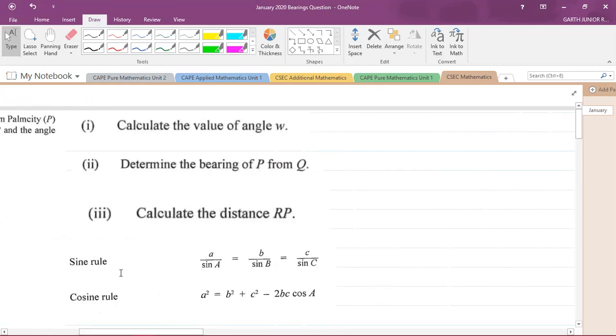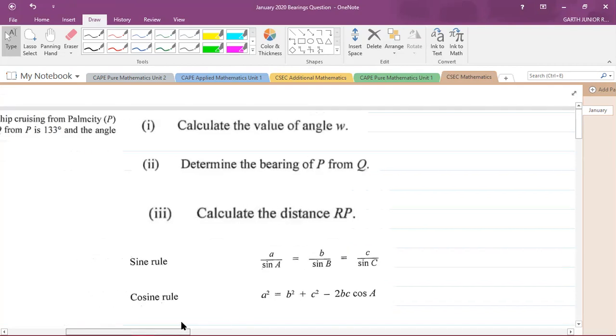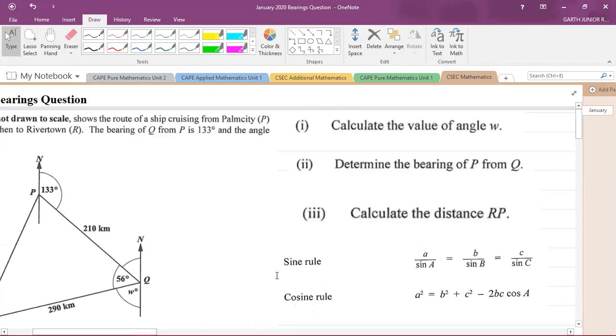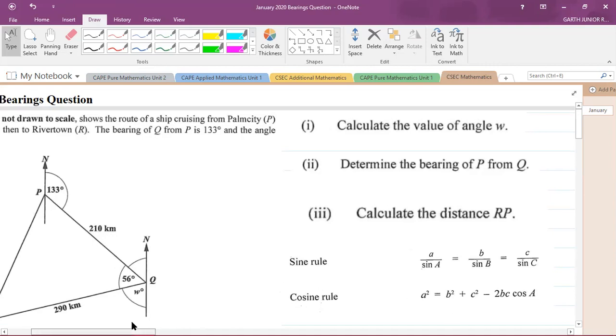So I put the sine rule here and the cosine rule here. These are two formulas that we normally use when dealing with bearings questions in trigonometry. I took these from the formula sheet. Remember, in the examination you're going to be given a formula sheet. These two formulae are from the formula sheet.